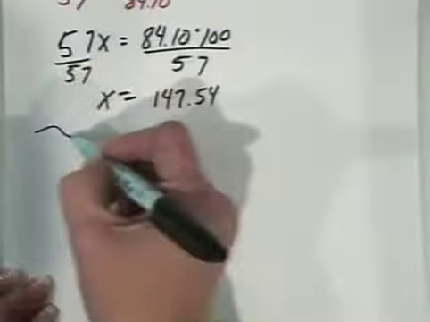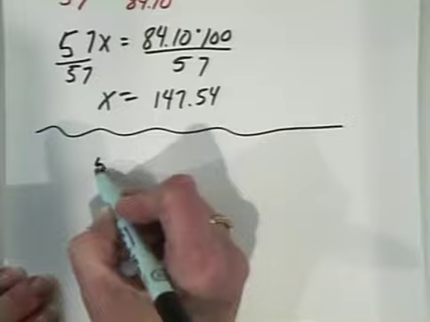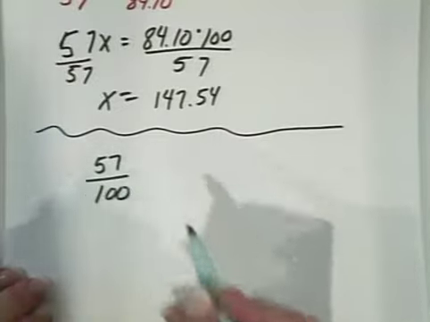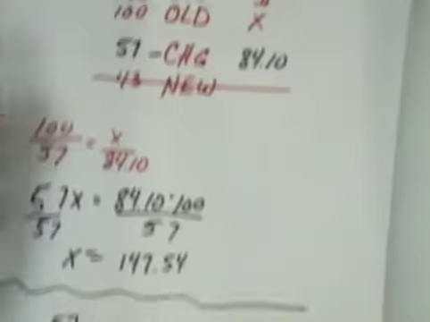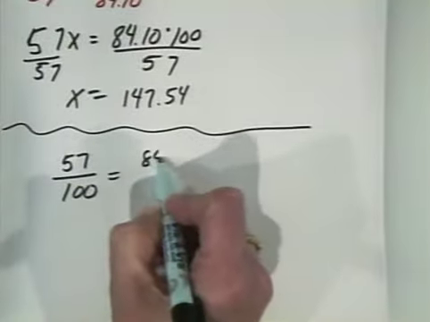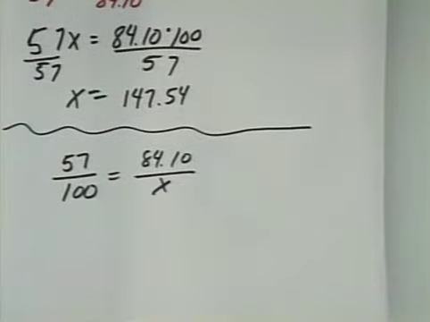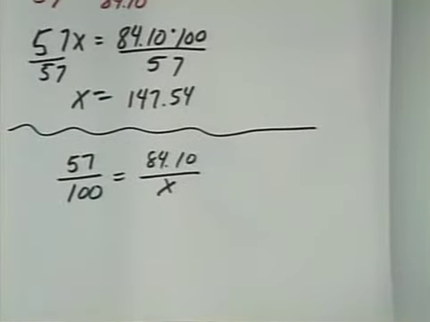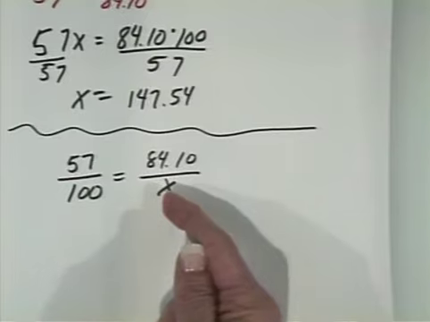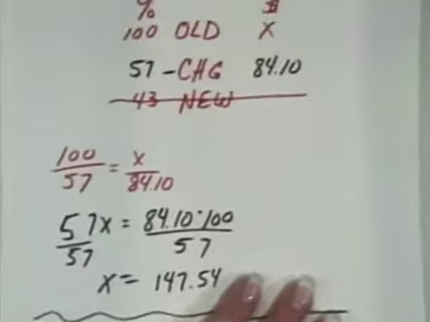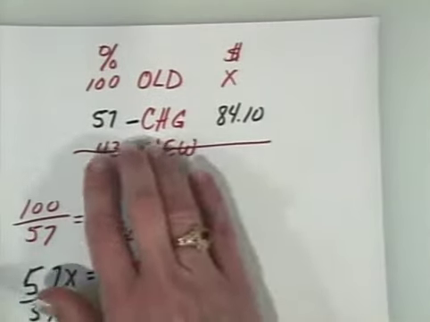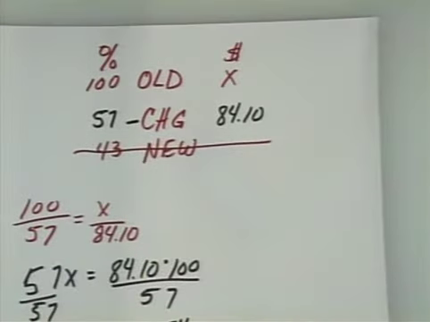let me show you another way we could set this up. I can put the 57 is to 100. If you want to turn that one over. Are you with me? Proportionally the same as. Okay. You're going to get exactly the same answer. When you cross multiply, you're going to have 57 times x, and you're going to have 100 times 8410. But you do not need to flip those over. Come back to the original problem. Do you see that you can just ignore that third line?